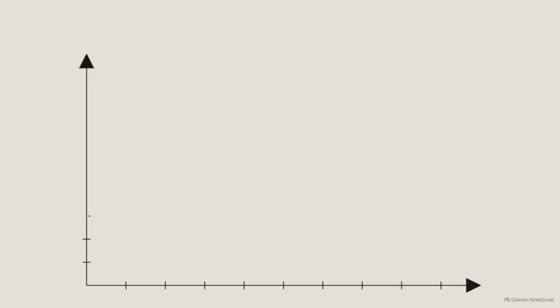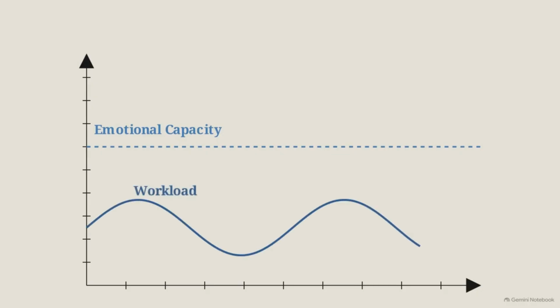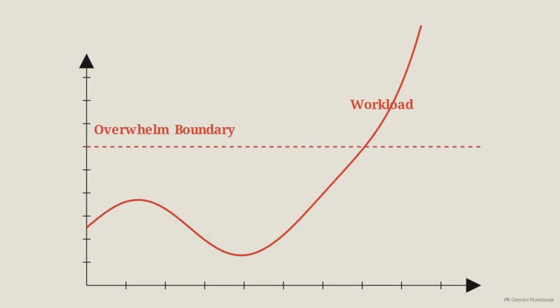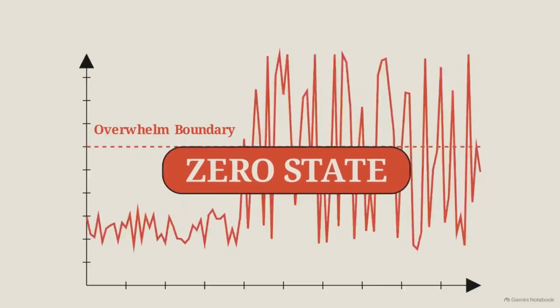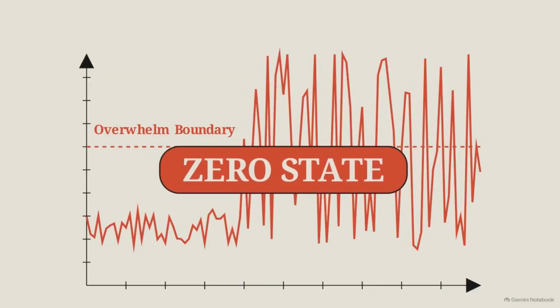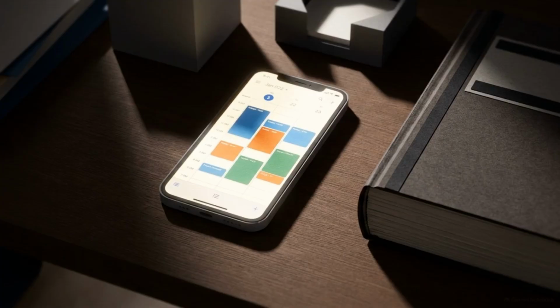Your brain operates within a specific capacity for emotional regulation. If your workload stays below this threshold, you remain productive. But when work spikes, the threshold is breached. You enter a zero state, cognitive overwhelm, where your brain panics and shuts down to protect itself. To get moving again, you can't rely on motivation or willpower. You have to use a system that bypasses this emotional overwhelm entirely.